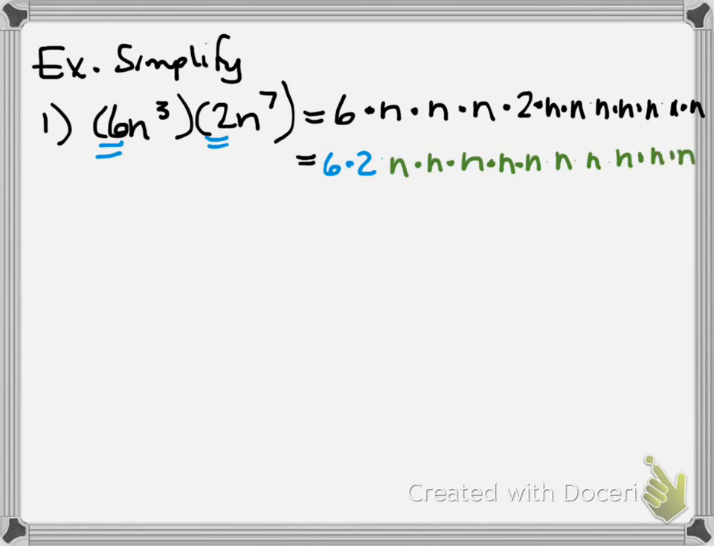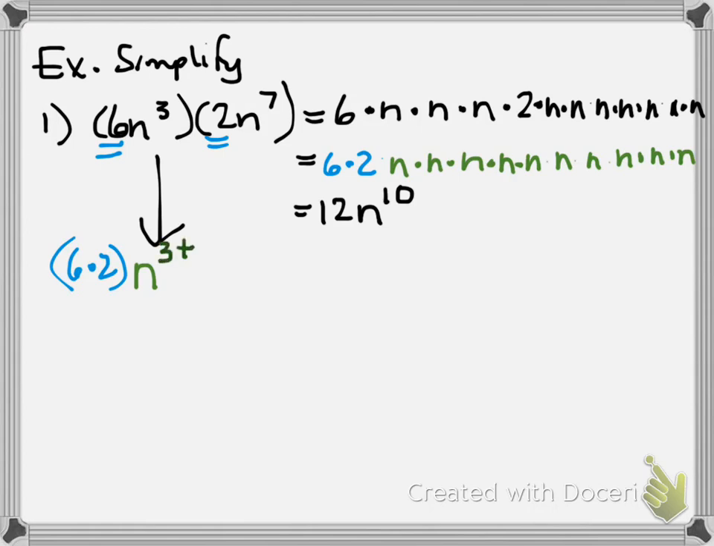And then I just do the math. 6 times 2 is 12. And then I count out my n's. 1, 2, 3, 4, 5, 6, 7, 8, 9, 10. So that's what this property is telling us, but let's show how easy it is when I do the rule. As soon as I see this problem, I quickly grab my coefficients, and I know I'm going to multiply them together. And then I'm going to take my bases, and I'm going to take the exponents, and I'm going to add them together. So I end up with 12n to the 10th.